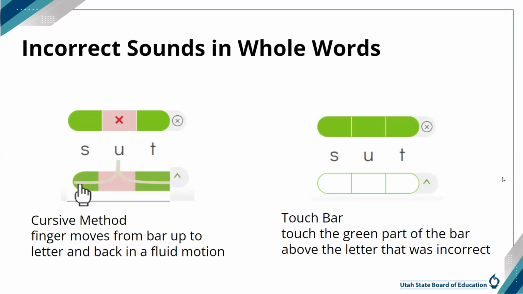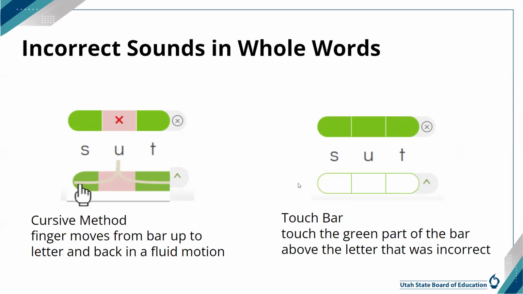Incorrect sounds in whole words. So this is where that cursive method can come really in handy, right? We can just swipe across, starting underneath the S in the bar, go up to the U, and then across over and back into the T. So that is just a fluid motion when students are reading whole words to touch the letters that are incorrect.